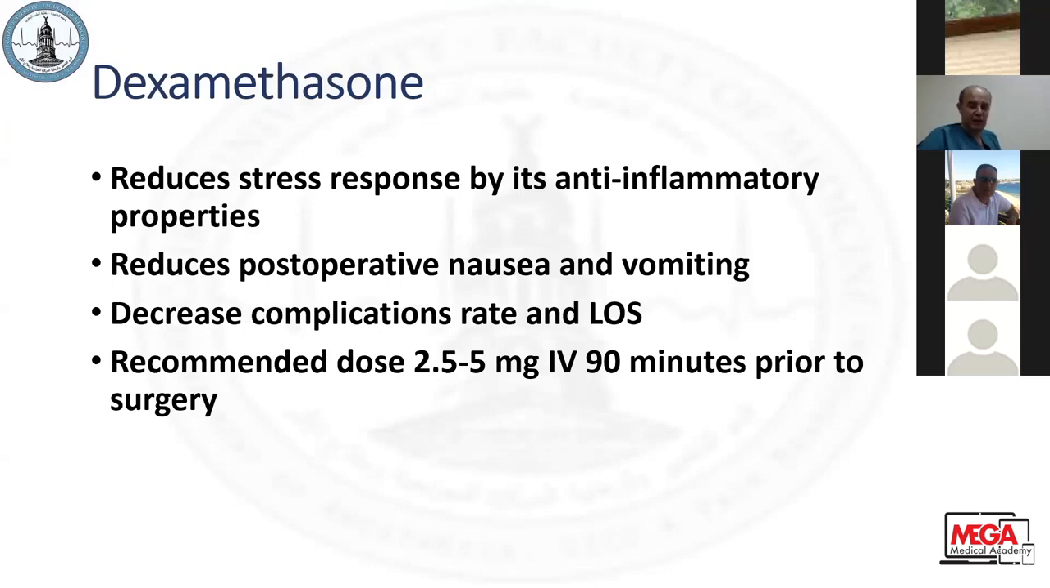nausea and vomiting. Another drug that should be given 90 minutes prior to surgery is the intravenous acetaminophen or paracetamol that should be given before surgery 90 minutes to have a better effect as an adjuvant or as a part of the multimodal analgesia that I will talk about later.